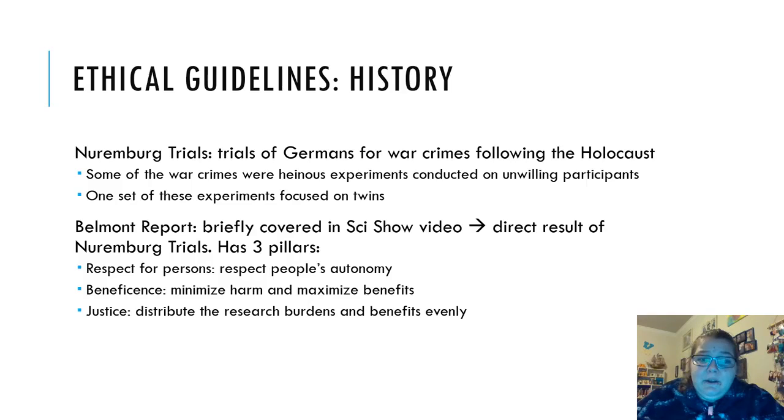So following the Nuremberg trials, the Belmont Report was established, which was covered by SciShow briefly, in their explanation of a few infamous ethical violations. It is a direct result of the Nuremberg trials. They saw all of these horrible things happening. They saw what Milgram did. They saw what a lot of the early psychologists did before the Belmont Report was released. And they decided, we can't let this keep happening. We need to put in some safeguards to prevent this from happening in the future.